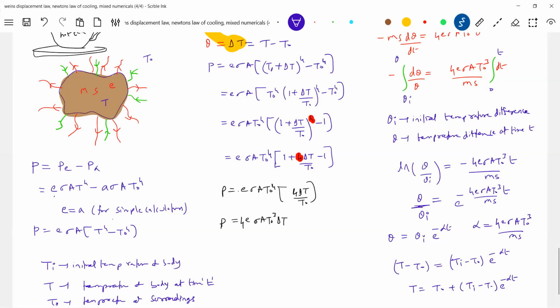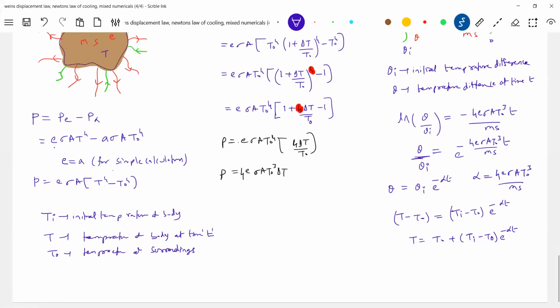Put t equals 0, what will be the temperature? It will be Ti. So if you're getting confused, you can write T naught initially as Ts, or any symbol, since in most of Stefan's law, T naught is the surrounding temperature we took. That's why I wrote Ti here. Can we go for the graph?